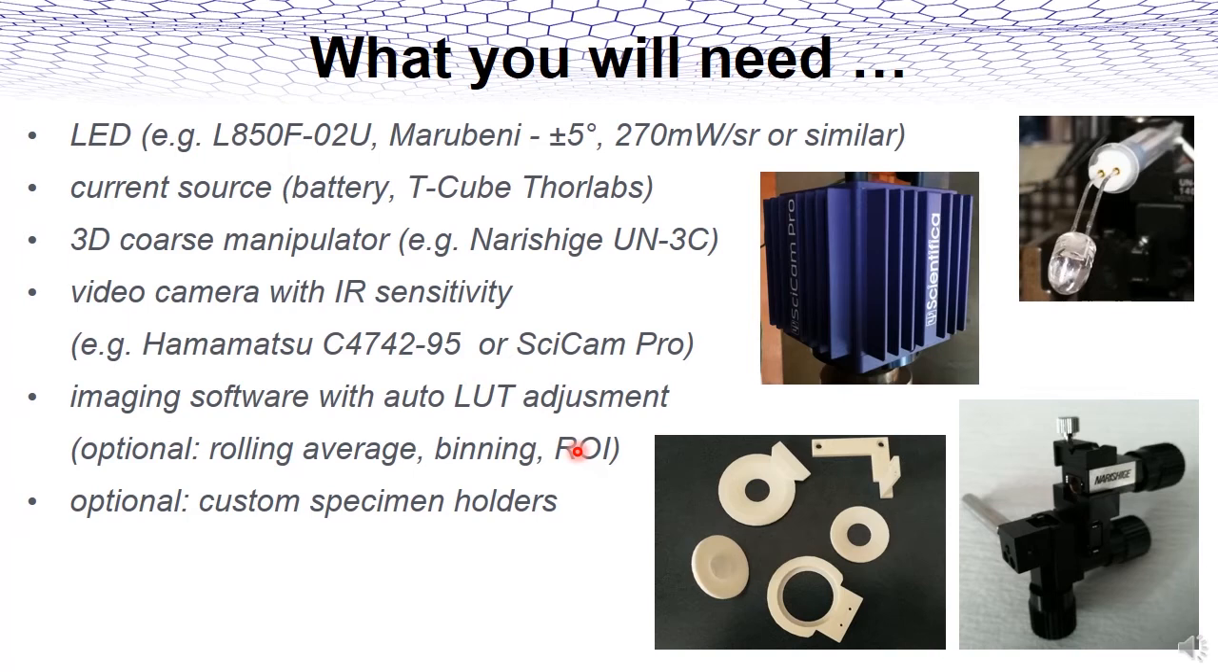The video camera has to have sensitivity in the infrared range, and the imaging software that comes with the camera should offer automatic lookup table adjustment or contrast enhancement. Rolling average or binning may improve the image quality and increase contrast in certain cases, but it is not essential. Custom-made holders can be designed according to your needs with any commercially available freeware 3D modeling software. The ones shown here were done with Blender 3D.